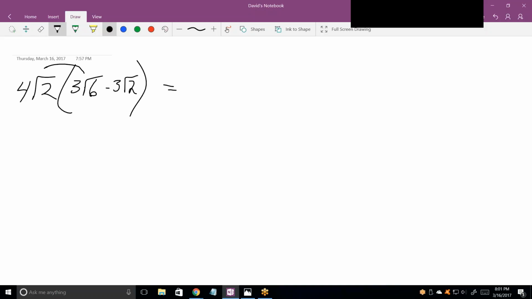12. And then root 12. Okay, good. We can simplify it later. Minus what? Minus 12 root 4. Now, what's root 12 equal to? 3 and 4. So it's 12.